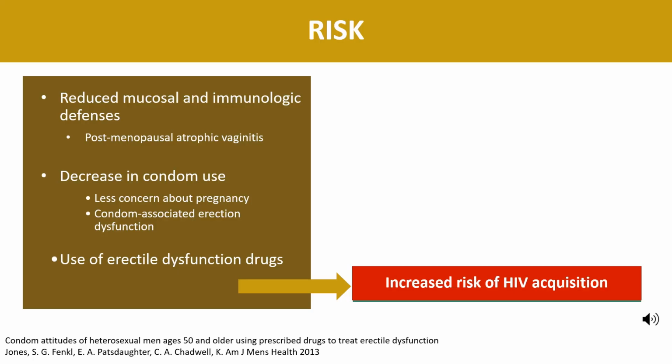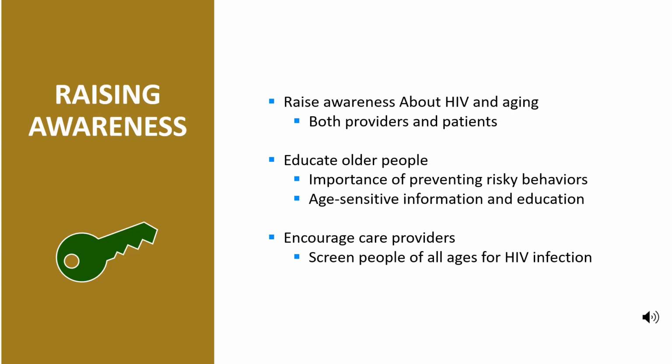Factors that may contribute to an increased risk of HIV acquisition in older adults include reduced mucosal and immunologic defenses, such as postmenopausal atrophic vaginitis, decreased condom use due to being less concerned about pregnancy, concerns about condom-associated erection dysfunction, and the increasing use of erectile dysfunction drugs. In addition, older adults are generally perceived as being at low risk for HIV, and screening for HIV in this population remains low. The key is to raise awareness on HIV and aging among both providers and patients.